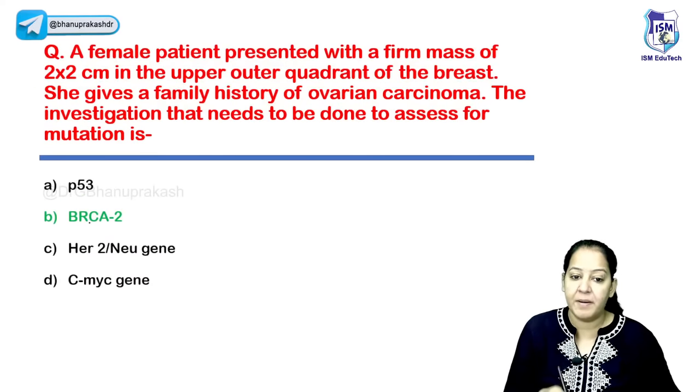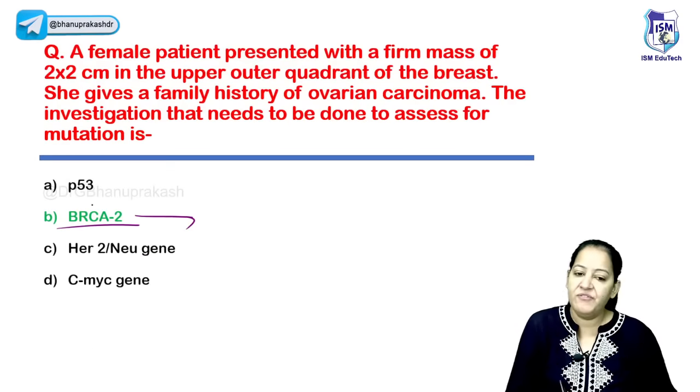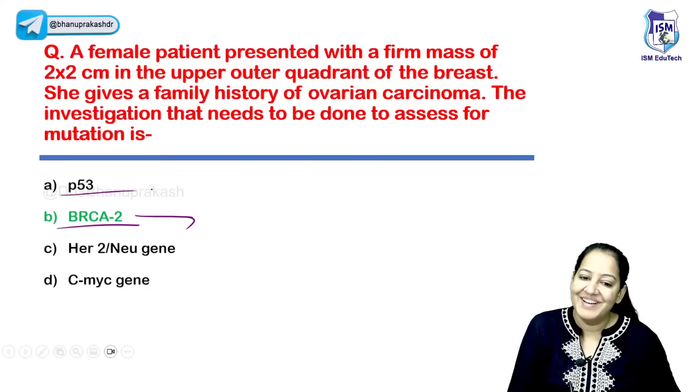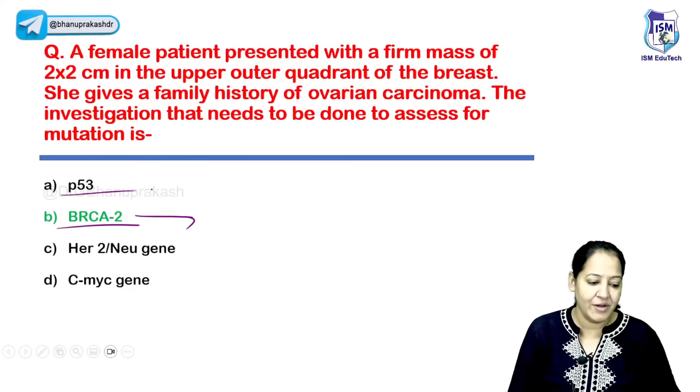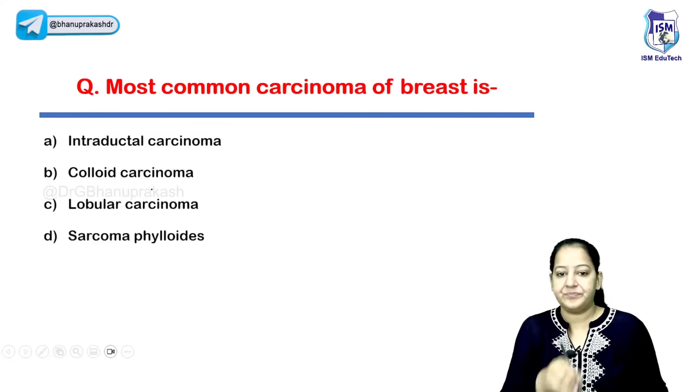And I told you BRCA1, BRCA2, if they are mutated, the person has breast cancer and ovarian cancer. With P53, there is no risk of ovarian cancer. The correct answer is BRCA2. How many of you got it? Yes, absolutely right. The next question is in front of you.